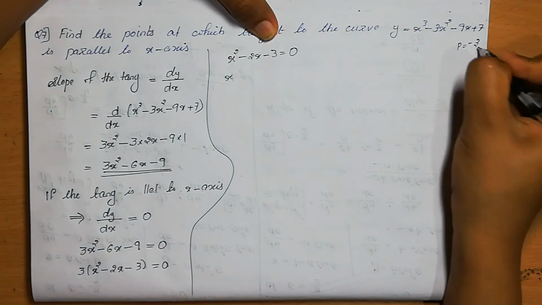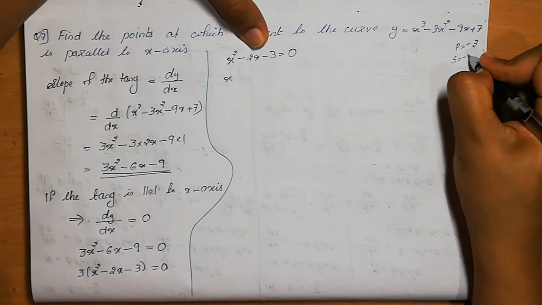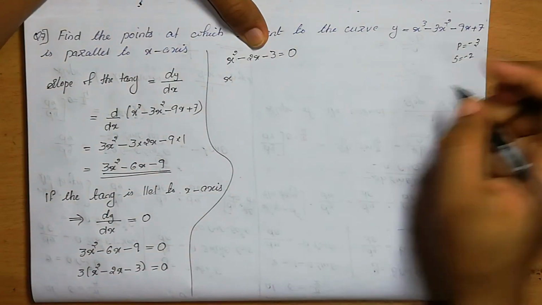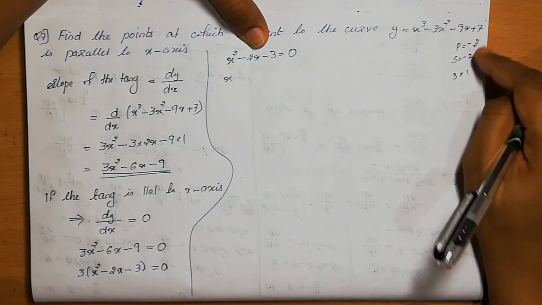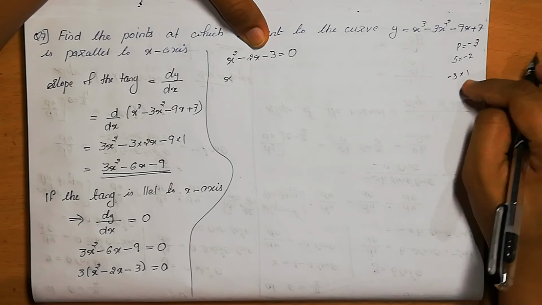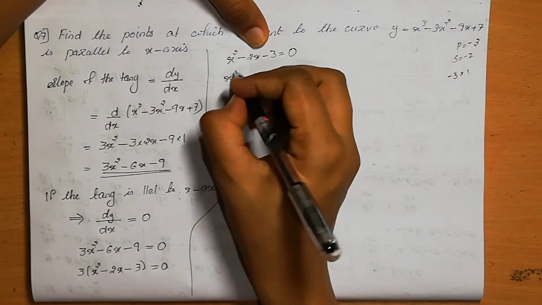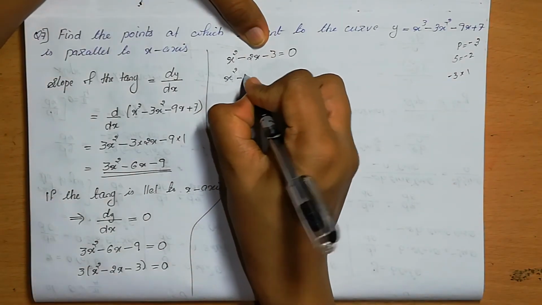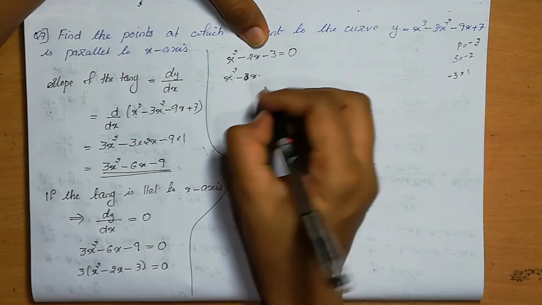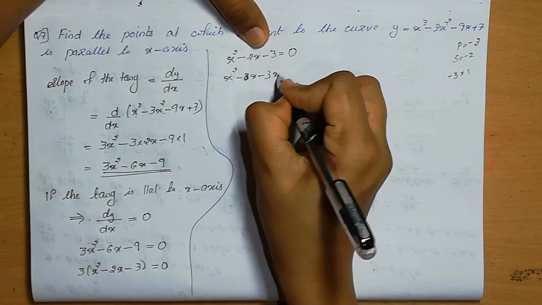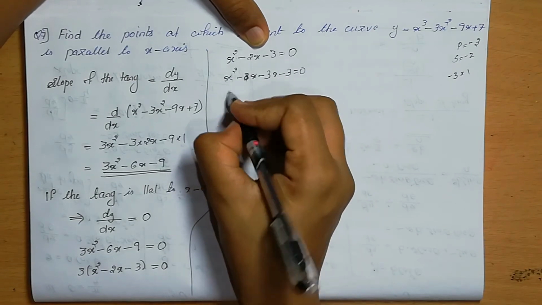Product minus 3, sum is minus 2. That means we need to split the middle term, right? So 3 into 1 is 3. Minus 3 into 1 is minus 3. Minus 3 plus 1 is minus 2, right? So x square minus x minus 3x minus 3 equal to 0.